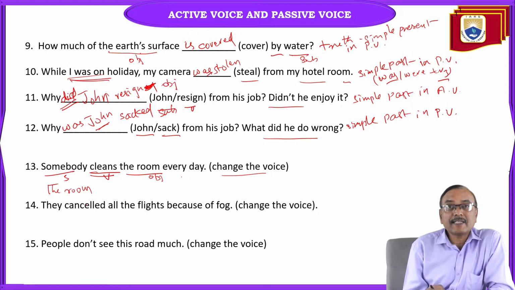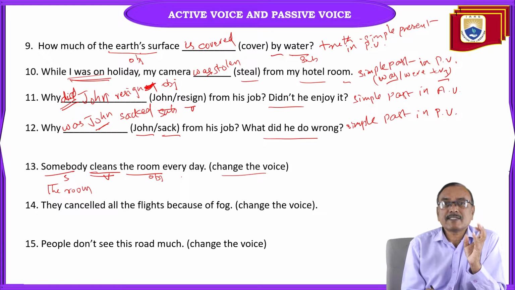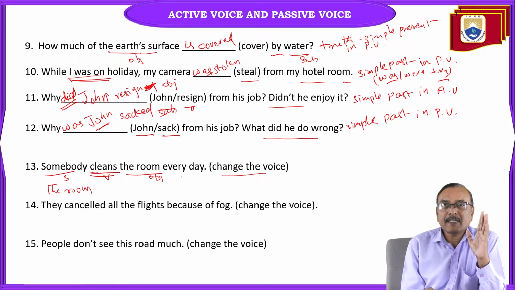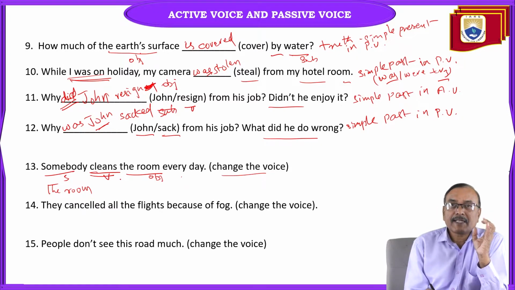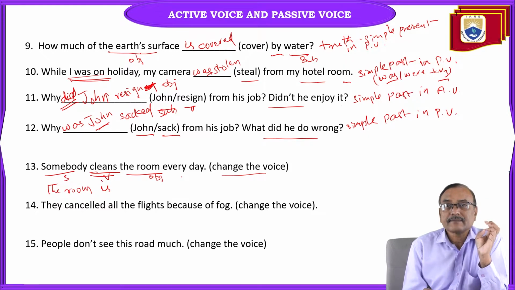Is it present tense or past tense? Present tense. In present tense, what is the passive helping verb? In present tense: is, am, are. In past tense: was, were. In future tense: be. In perfect tense: been. In continuous tense: being. Just remember this. That's it. So is it present or past? Present tense. So in present tense: is, am, are. Which one fits?